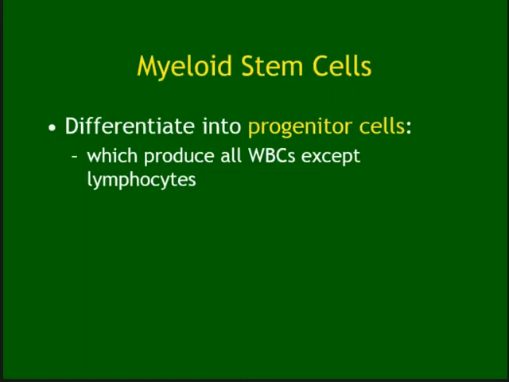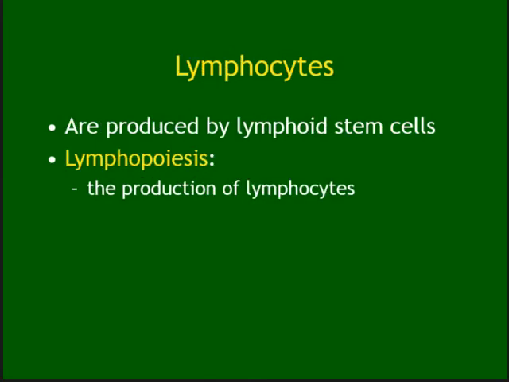So this is called the progenitor. The other name for stem cells is progenitor. Progeneration. This is going to generate everything else. So myeloid stem cells give everything except lymphocytes. Lymphoid stem cells will give you the lymphocytes. What does poiesis mean? Production, yes. So lymphopoiesis is the production of lymphocytes.